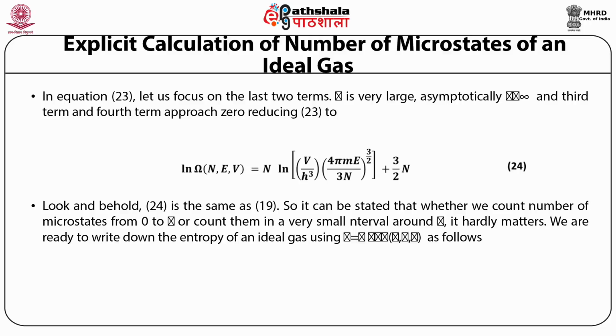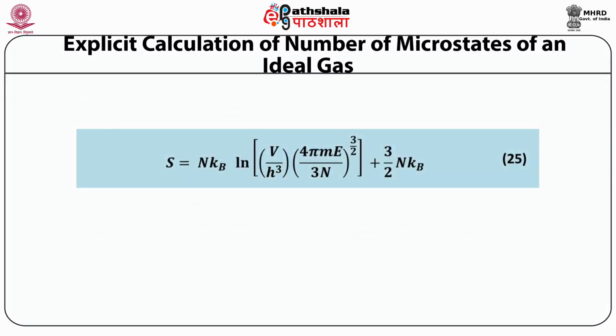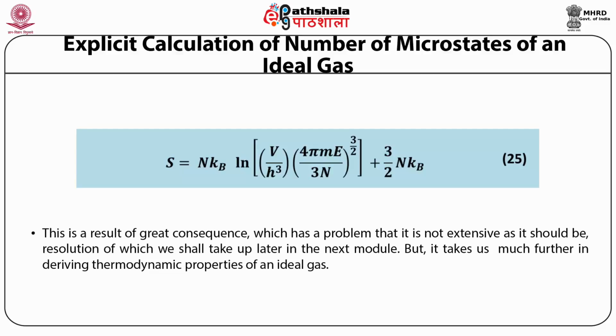We are ready to write down the entropy of an ideal gas using S is equal to k log of omega as follows. S is equal to N k_B log of V upon h cube multiplied by 4 pi m E upon 3n raised to power 3 by 2 plus 3 by 2 N k_B. This is a result of great consequence, which has a problem that it is not extensive as it should be, resolution of which we shall take up later in the next module. But it takes us much further in deriving thermodynamic properties of an ideal gas.